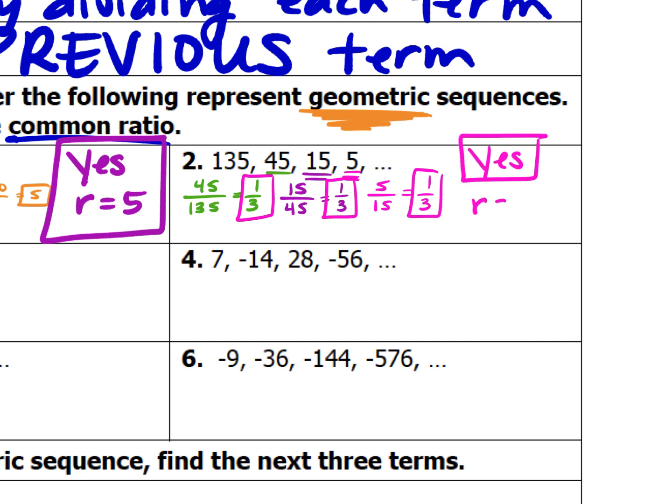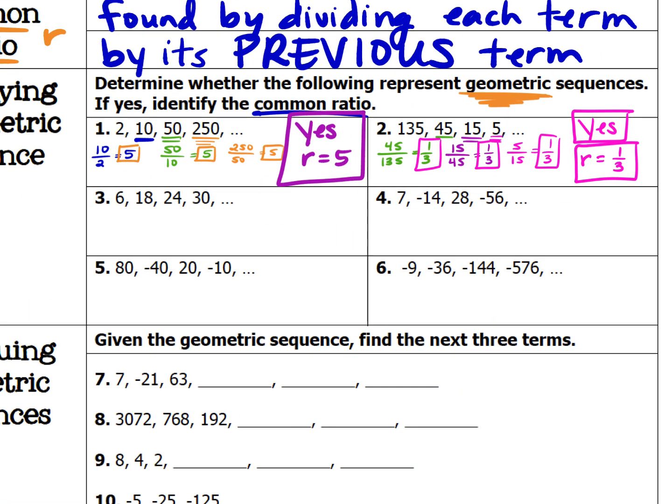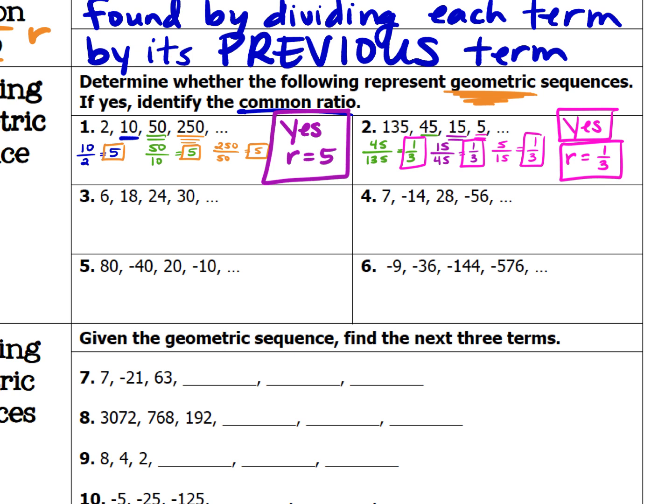What is your R? 1/3, okay? If you tell me R is 3, because you go, oh, I'm dividing by 3, it's wrong. I need to know what you are multiplying by each time, okay? So just be really careful with that setup.